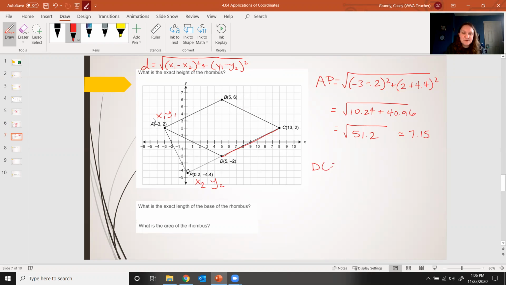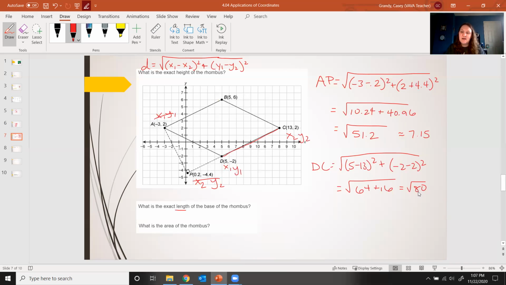Okay, so this will now be my x1, y1, and this will be x2, y2. Using the distance formula again to find a length, this will be 5 minus 13 squared plus -2 minus 2 squared. 5 minus 13 is -8. -8 squared is 64. -2 minus 2 is -4. -4 squared is 16. So this is the square root of 80.